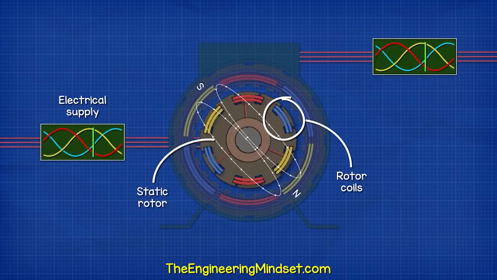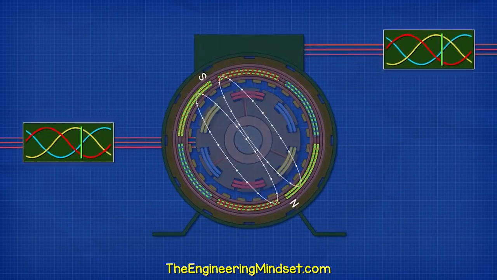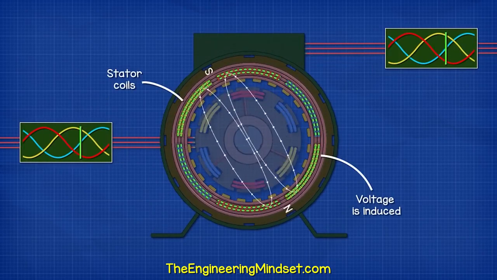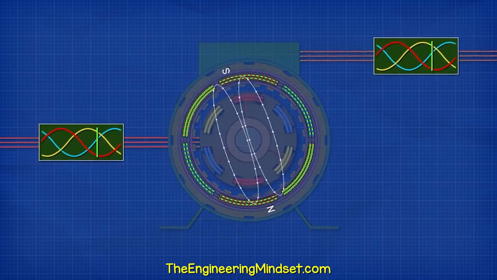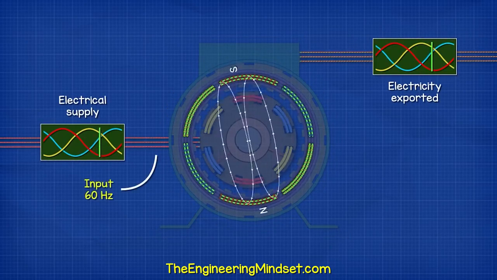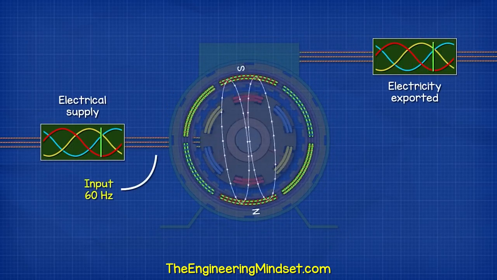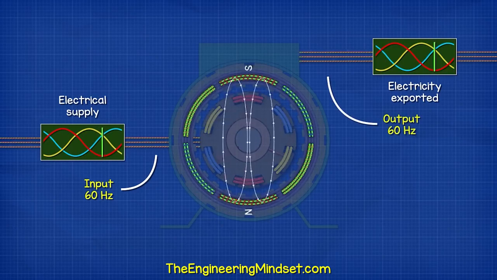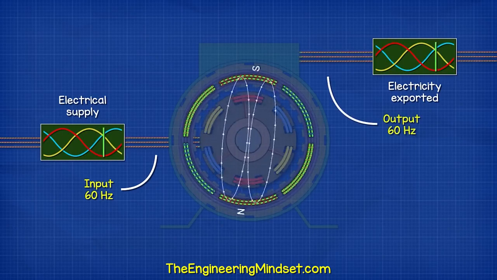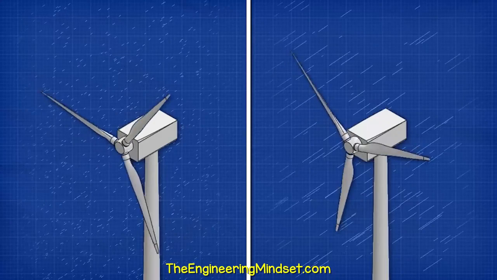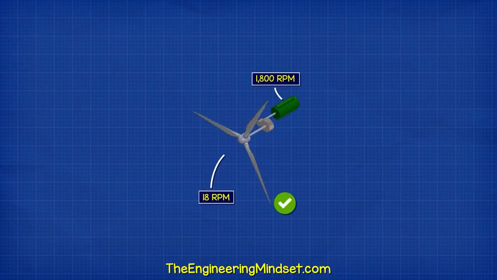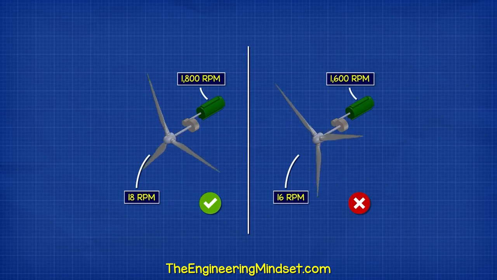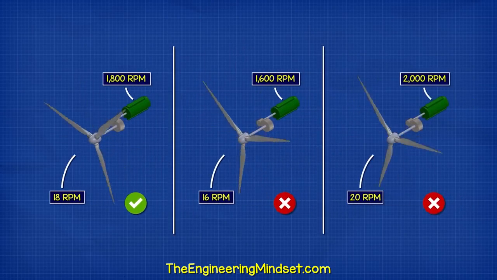As the electromagnetic field rotates, it induces a voltage into the coils of the stator, and this generates an AC current which we then export to the grid. If we apply a 60 Hz supply to the rotor, then we generate and export 60 Hz back to the grid. Because the wind is controlling the rotor speed, it might rotate at 1,800 RPM, but it might also rotate slower than that, or it might rotate faster than that.